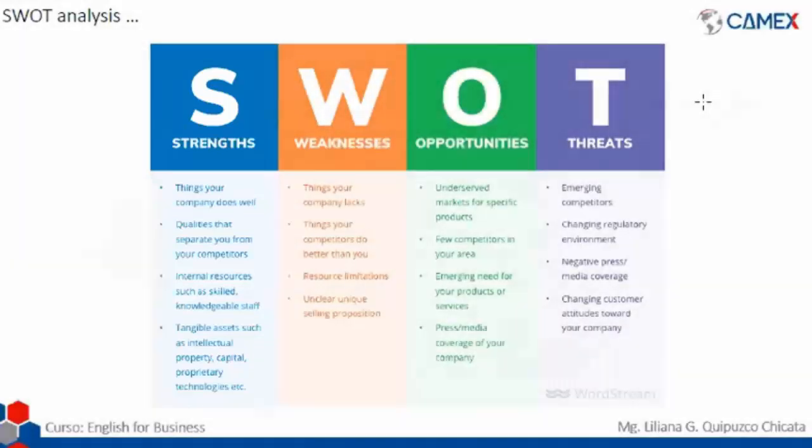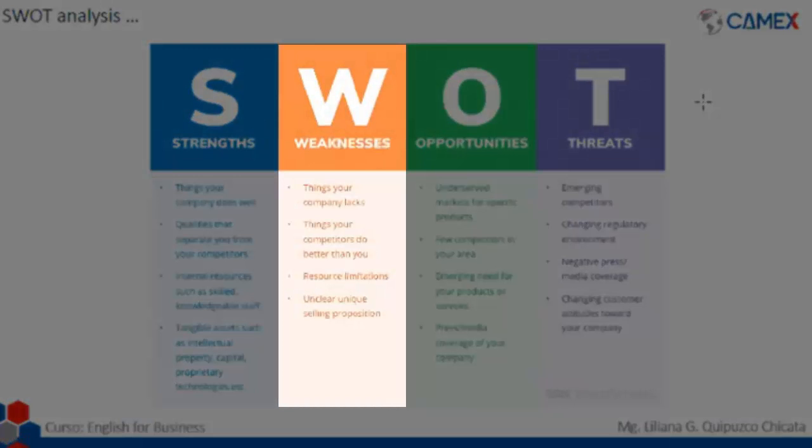Now, going to the weakness factor. First, we have things that your company lacks. For example, we might lack several tables. For example, let's say that we only have 10 tables, so we can seat 10 groups of people. But on the other hand, our competitor can accept 20. So he's going to double our capacity. So that would be a weakness of ours.